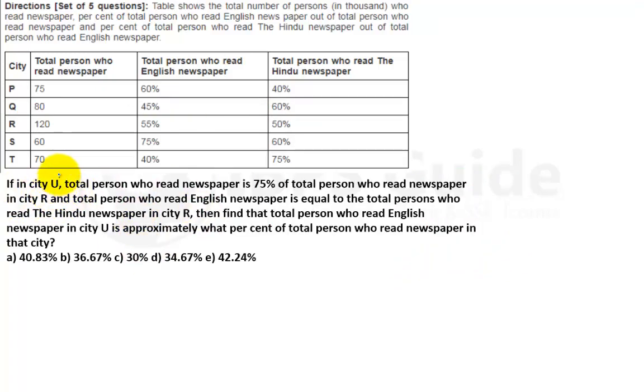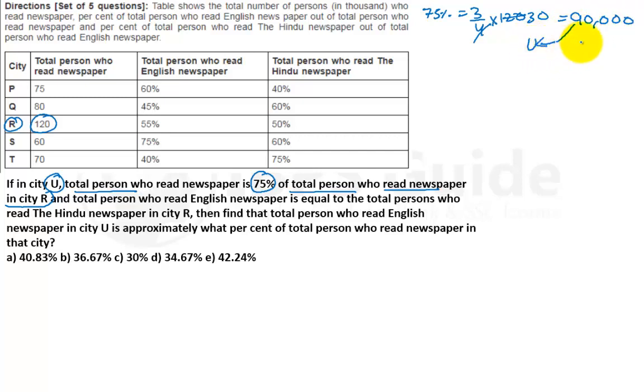Now question number 3 says: if in city U the total persons who read newspaper is 75% of the total persons who read newspaper in city R. Go for city R, 120,000. 75% means 3 by 4. 3 by 4 of 120 is 90,000 people in city U who read newspaper. The total persons who read only English newspaper is equal to the total persons who read the Hindu in city R. So go for city R, 55% of 120, both are the same.